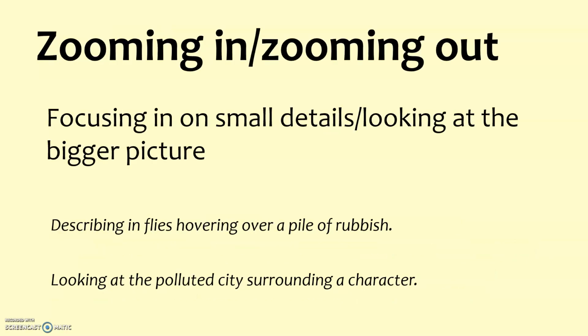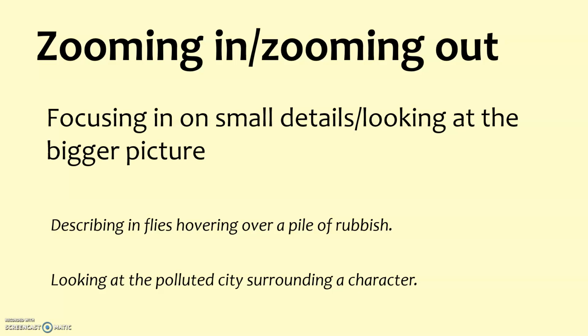zooming in and zooming out are really important ones, as I've put there, focusing in on small details or looking at the bigger picture? So is a paragraph or a sentence looking at something very small, or is it looking at something very big? And my examples there, like you could have describing flies hovering over a pile of rubbish, for example. That would be a really small detail, the flies.